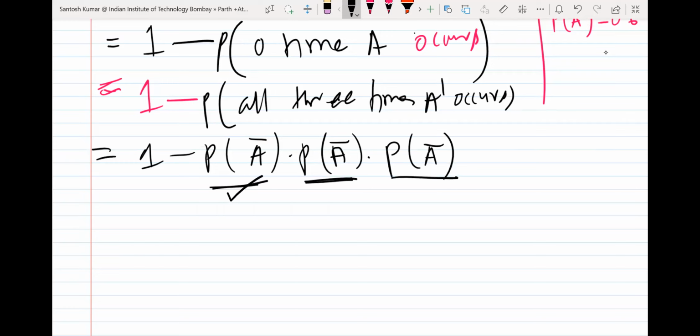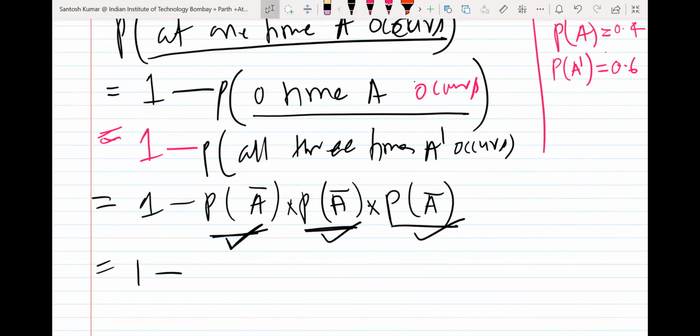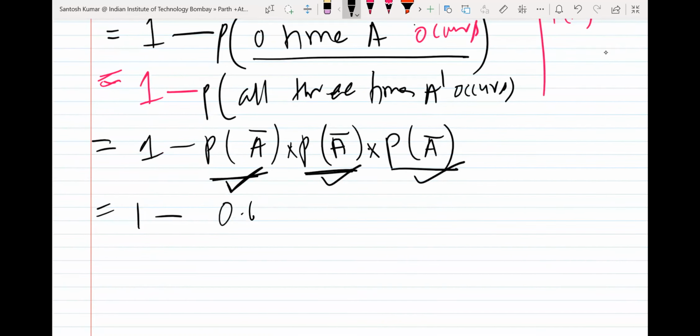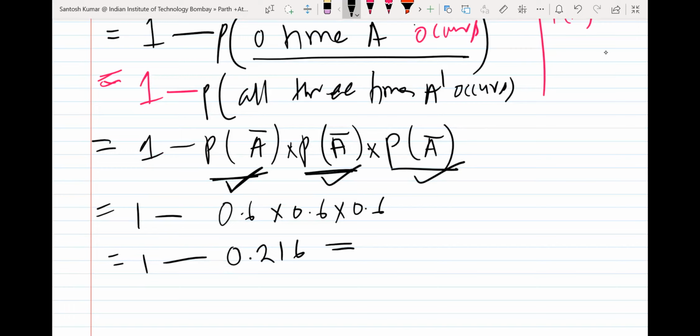The first time A is not happening because 0 times A occurs, so the first time A complement happens, and multiply, the second time A complement happens, and the third time A complement happens. So 1 minus, what was the probability of A complement? 0.6. So you will write 0.6 into 0.6 into 0.6. Multiply 6 into 6 into 6, 0.216. Subtract from 1.